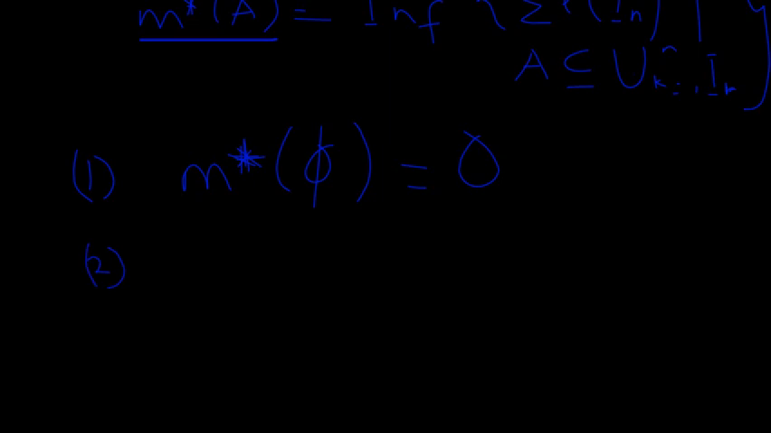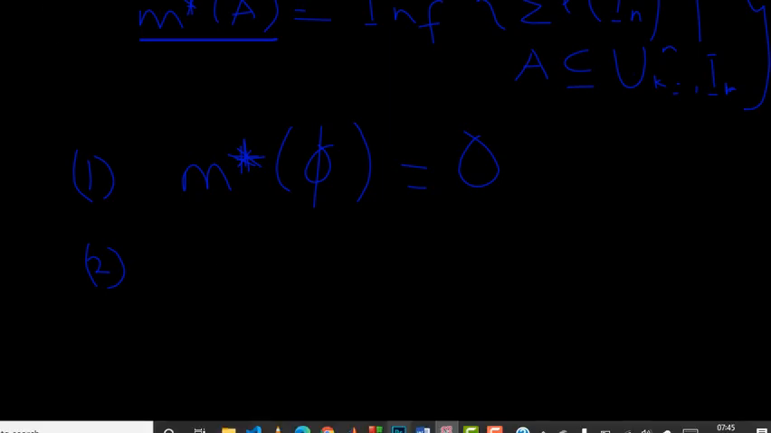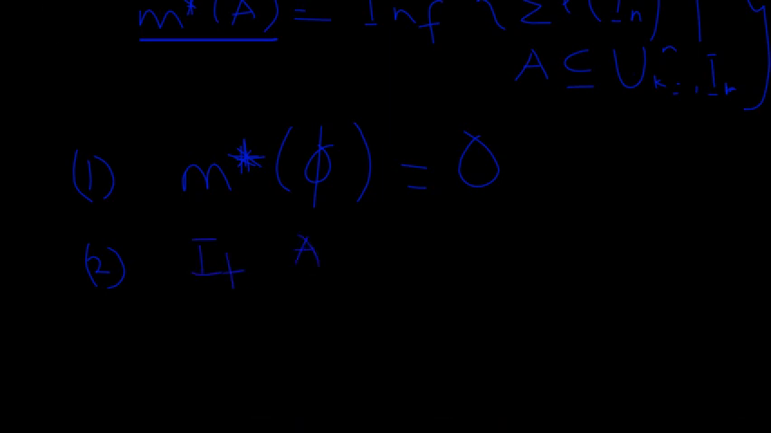And the second property is that if A is contained in B, then the outer measure of A should be less than or equal to the outer measure of B. We are going to prove this as well. So it actually makes us know that outer measure is monotonic. If it is monotonic, it means it has a certain direction with which it's increasing or decreasing.